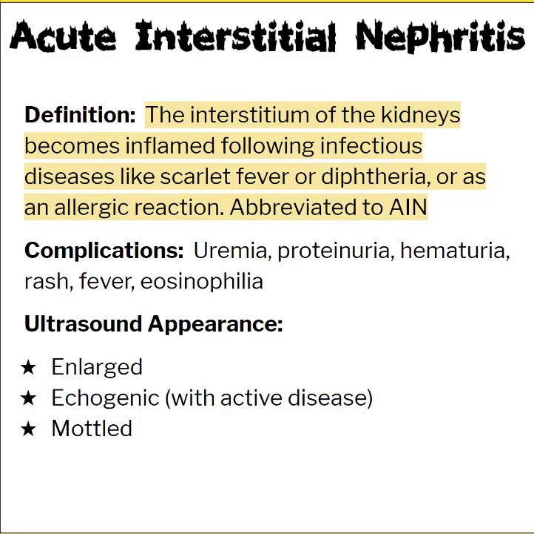So what we see in these patients is uremia, which is excessive nitrogen in the blood, proteinuria, which is too much protein in the urine, hematuria, blood in the urine, and then rash, fevers, and eosinophilia. The rash, fever, and eosinophilia go along with the fact that there is an infection in the body. Now, on ultrasound, the kidneys again are going to be enlarged. They're going to appear echogenic when the disease is active, and they can take on a mottled appearance.